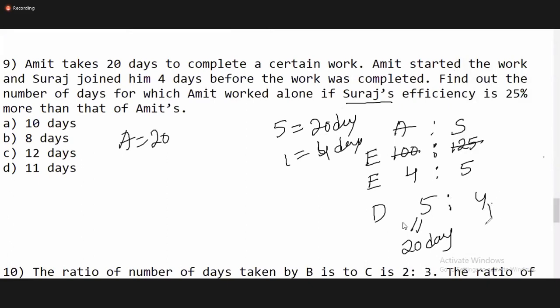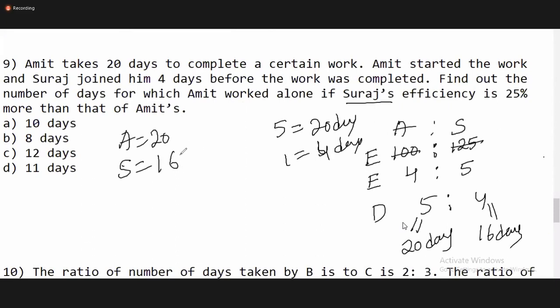So then 4 parts would be what? 16 days. Yes or no? So can I conclude Suraj can complete a work in 16 days? Agree? Suraj can complete a work in how many days? 16 days.